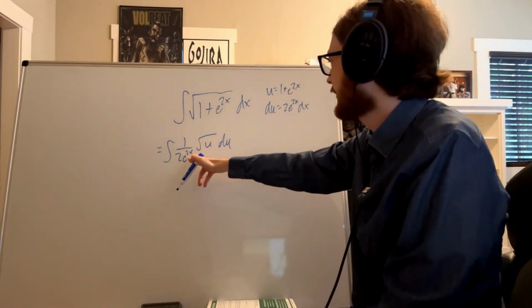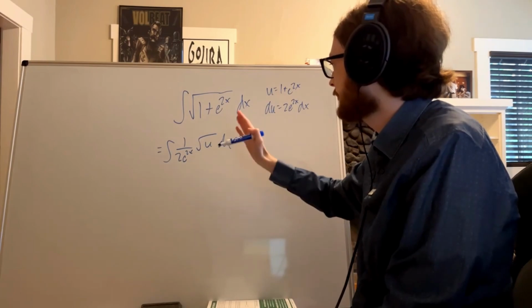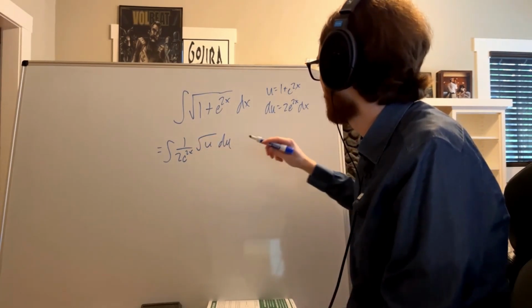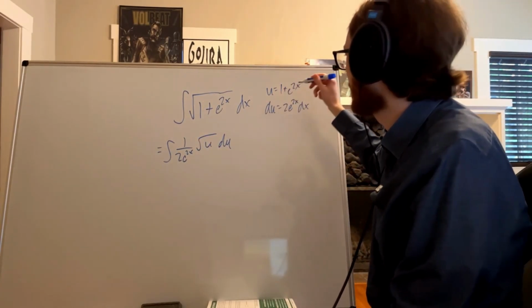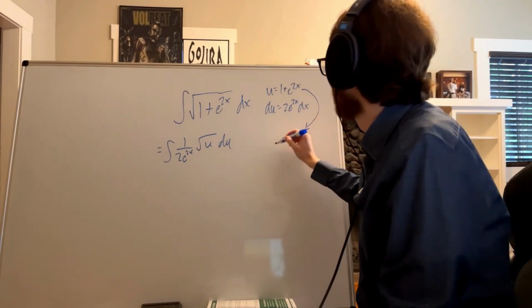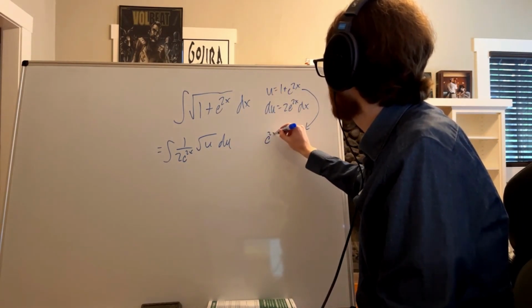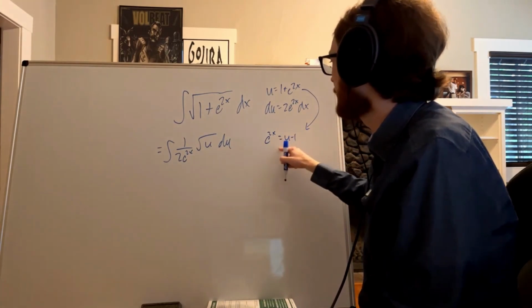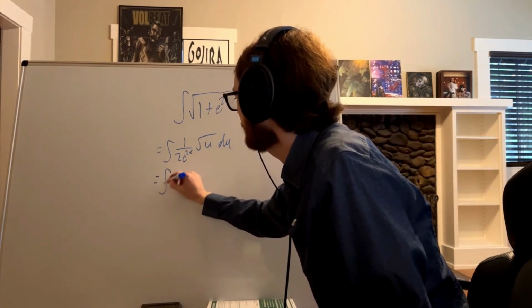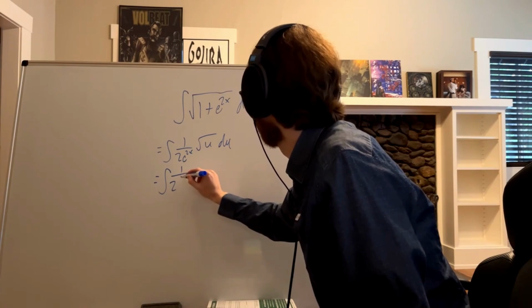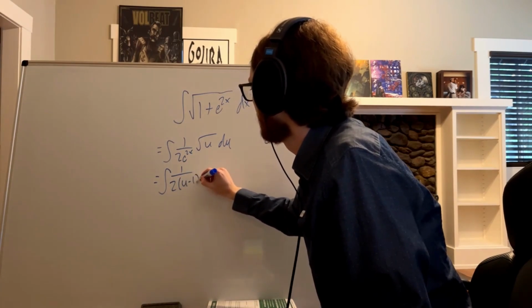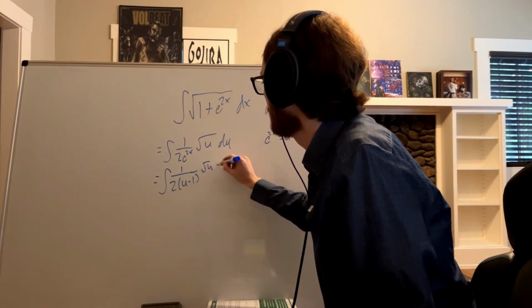Now we still have that e to the 2x right there that we need to get rid of because this integral is in terms of u, and the x being there is a problem. So let's go back to this and rearrange it. If we subtract 1 from each side, that means e to the 2x is equal to u minus 1. So let's plug this in over there. 1 over 2 times u minus 1 root u du.